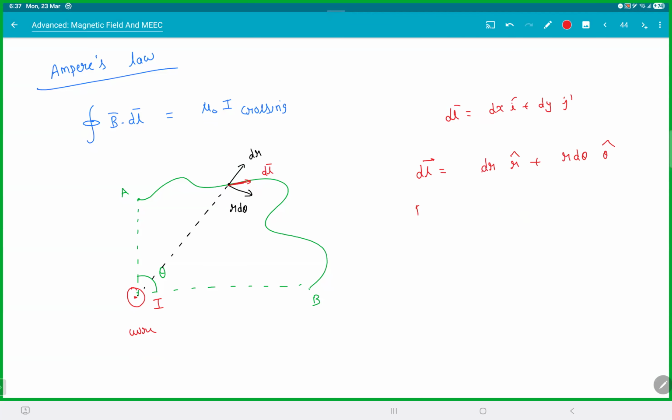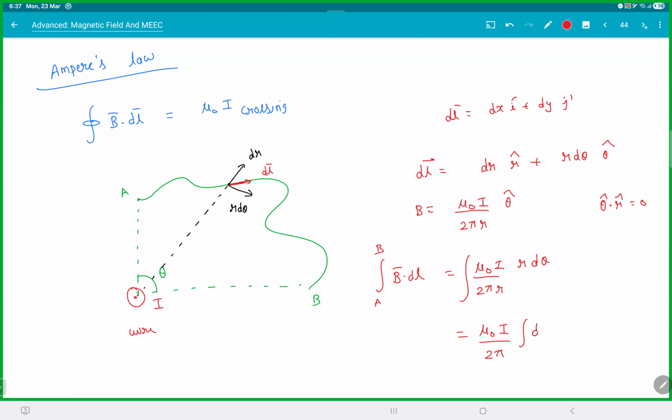And here the magnetic field due to the wire will be mu naught I by 2 pi r, and we know the field is always in the radial direction. So now when you try to use Ampere's law, integral B dot dl from A to B, this would be mu naught I by 2 pi r. Remember, it's a dot product, so theta and r are perpendicular. So theta cap dot r cap is 0. You will end up with r d theta, and if you observe, r gets cancelled. You end up with mu naught I by 2 pi integral d theta. So the formula is mu naught I by 2 pi times theta.